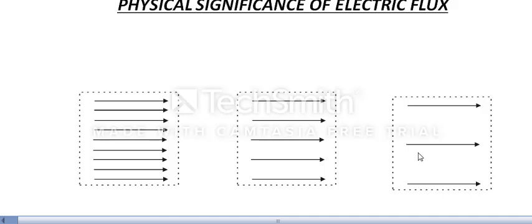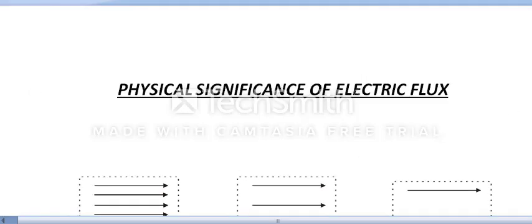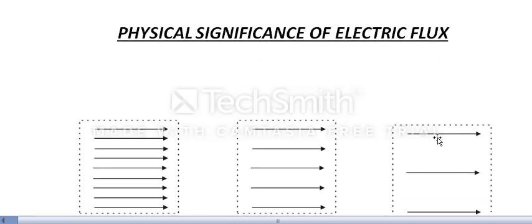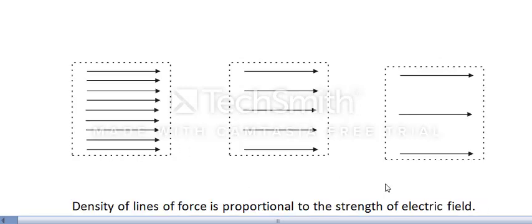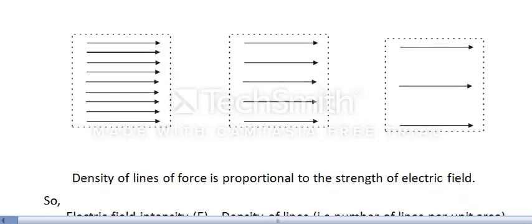So from here we can conclude that for electric lines of forces, the strength of field can be represented by the density of lines of force, or we could even say that the density of these lines of force is proportional to the field. It means the denser the lines, the stronger is the field.